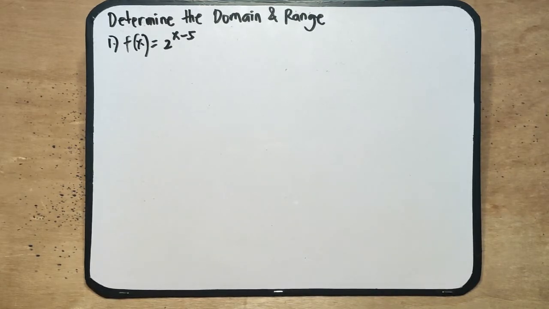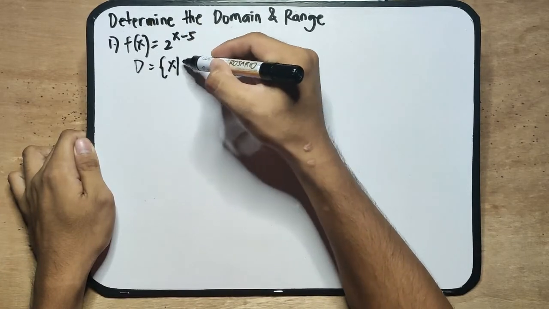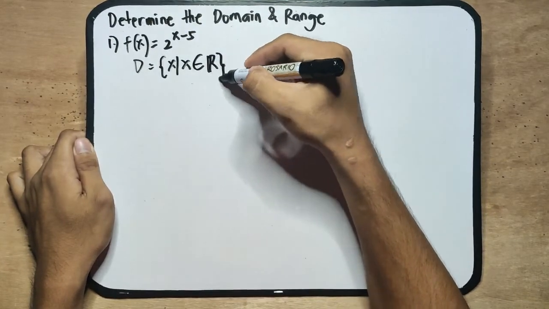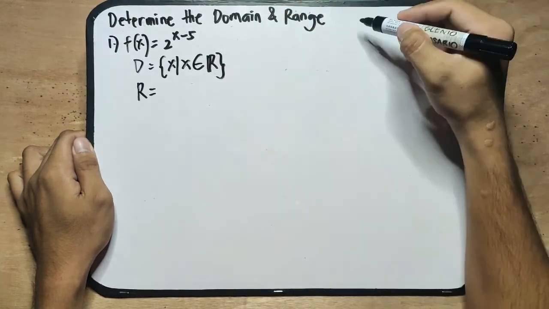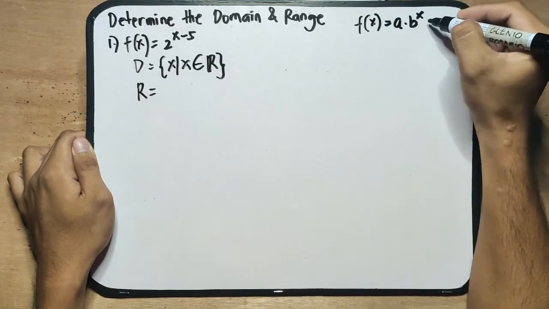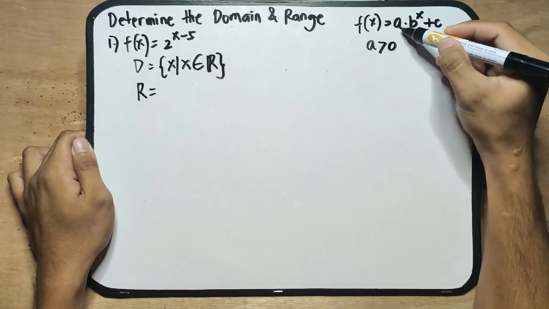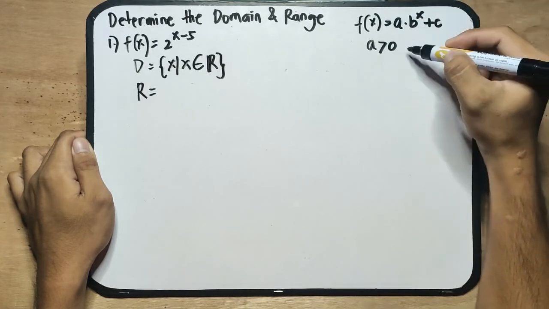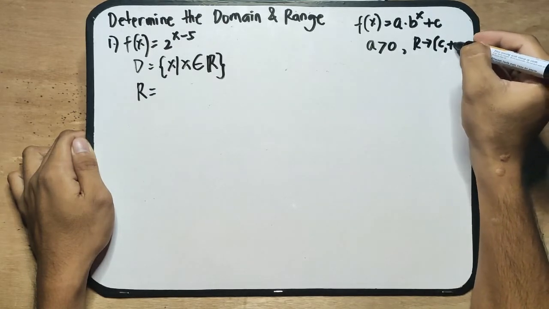The first one, f of x is equal to 2 raised to x minus 5. So take note, when we speak about exponential functions, laging ang domain nila ay set of real numbers. So therefore, the domain of this function is a set of all x's such that x is an element of real numbers. So for the range, again, it depends upon the value of a and c. So ang exponential function natin, it takes the form f of x is equal to a times b raised to x plus c. So kapag mas malaki kay 0 si a, or yung number na katabi ni b raised to x, ang ating range ay from c to positive infinity.